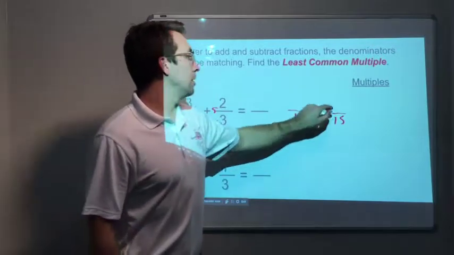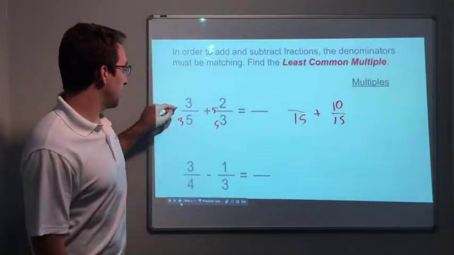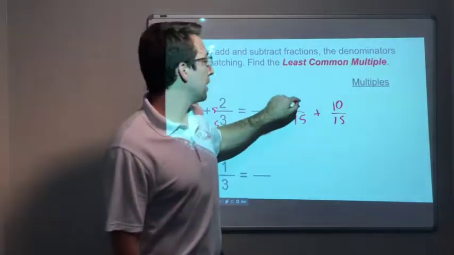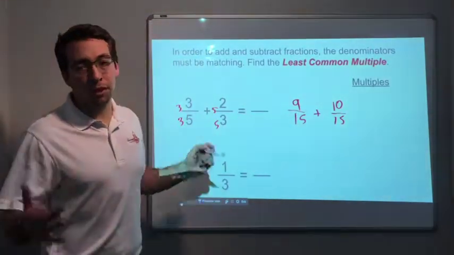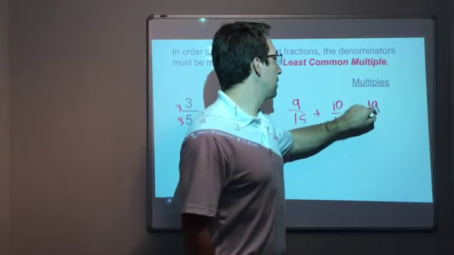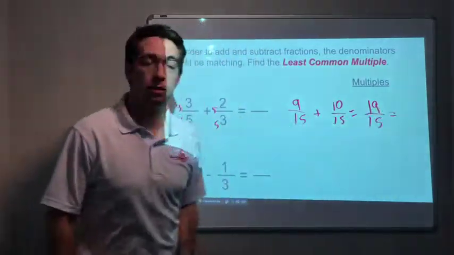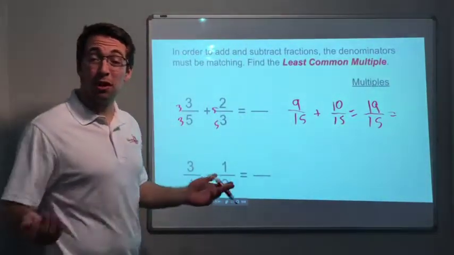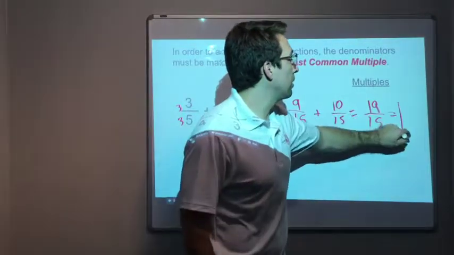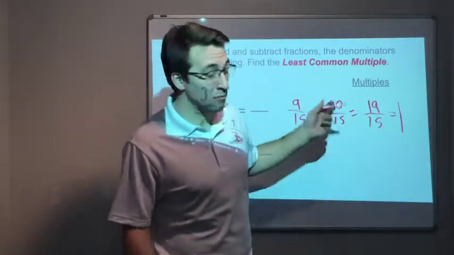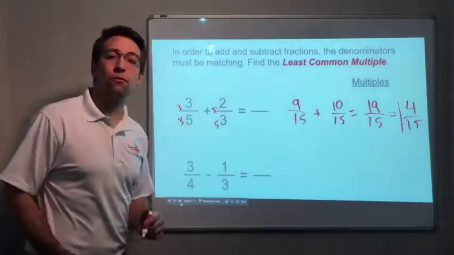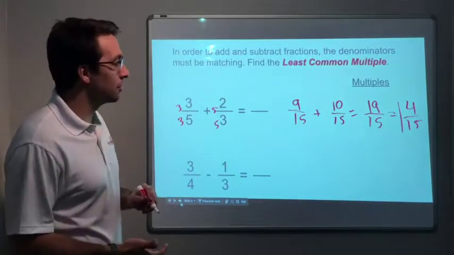Multiply 5 times 2 is 10, and 3 times 3 is 9. 9/15 plus 10/15 equals 19/15. Well, that's an improper fraction, so let's create a mixed number. 15 goes into 19 one time, so 19 minus 15 is 4/15. 1 and 4/15. It's awesome.